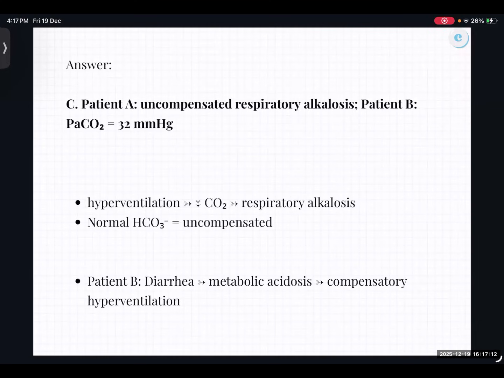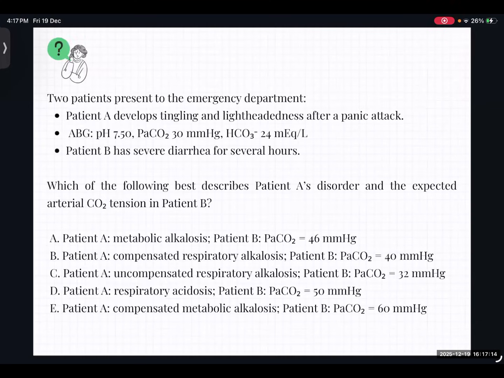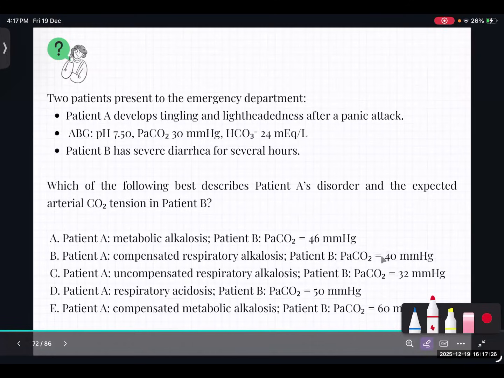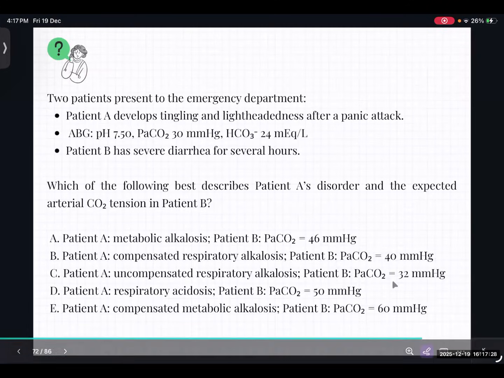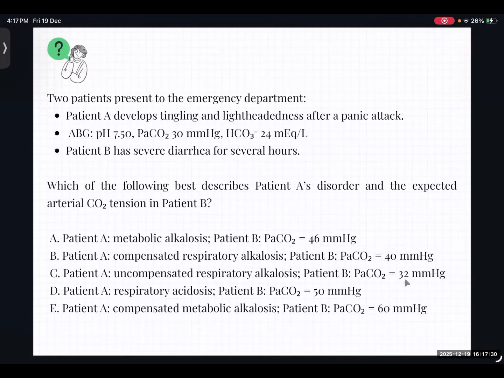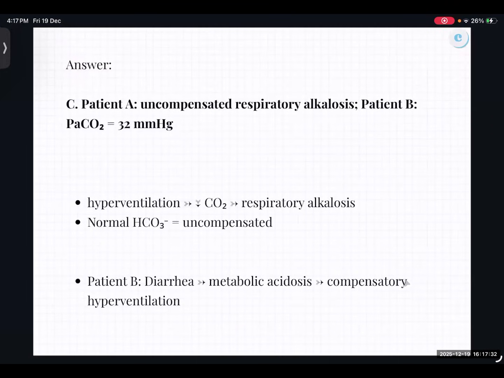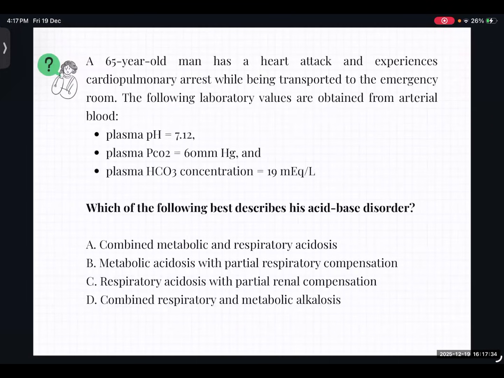Perfect. Thank you. And so, therefore, we know that the PaCO2 normally is 40 millimeters of mercury, and all of them are more than 40. And it doesn't make sense because we need a decreased CO2 value. Okay, well done, guys. I'm pretty happy that you are all catching up here. Okay, so one more question.